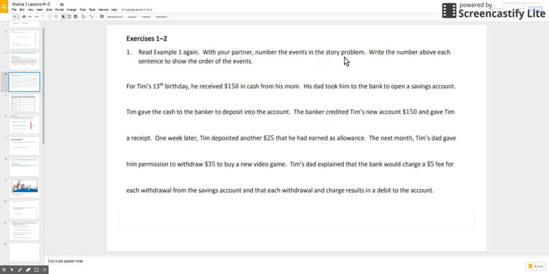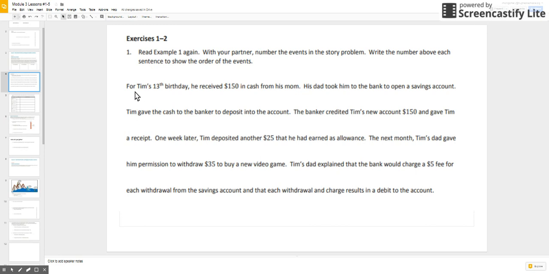Number the events in the story problem. Write the number above each sentence to show the order of the events. So we're going to read through this and label or number the different things that are going on, and then we're going to talk about them. Let's read through it together and number what's going on.